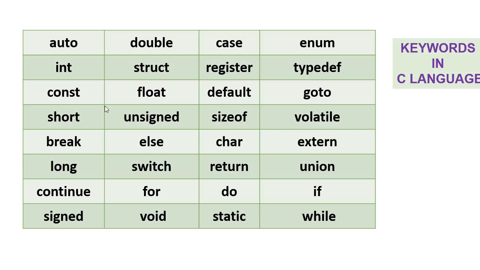These are the keywords: auto, double, case, enum, int, struct, register, typedef. You can see that int stands for integer. float is used for writing numbers that may be rational numbers. for is used for the loop. This is do. Then if, while, void, static. So many. These are the keywords.